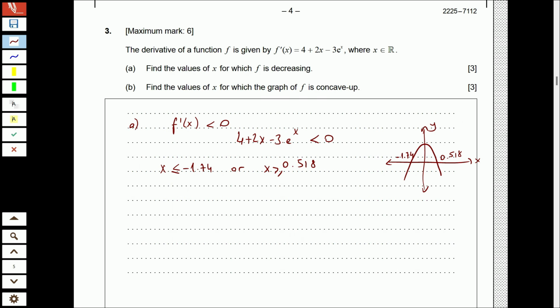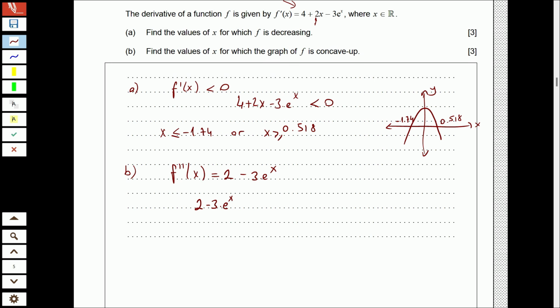And question B: find the values of x for which the graph of f is concave up. To check where the function is concave up, we're going to use the second derivative, which means the derivative of this f prime. I know that the derivative of the constant is 0, the derivative of 2x is 2, and the derivative of 3 times e to the power of x is the same as itself. So we are looking for where this function is greater than 0 to be concave up, okay?